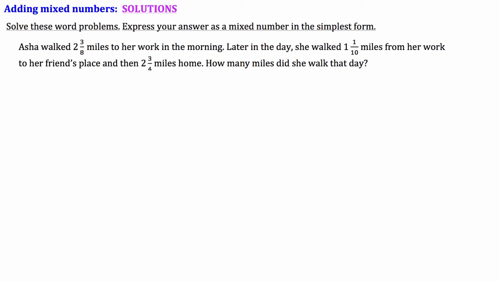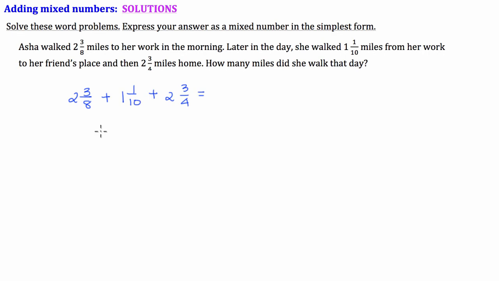Let's first set up an equation. So she walked 2 and 3/8 miles in the morning, plus she walked 1 and 1/10 miles from her work to her friend's place, and in the evening she walked 2 and 3/4 miles.